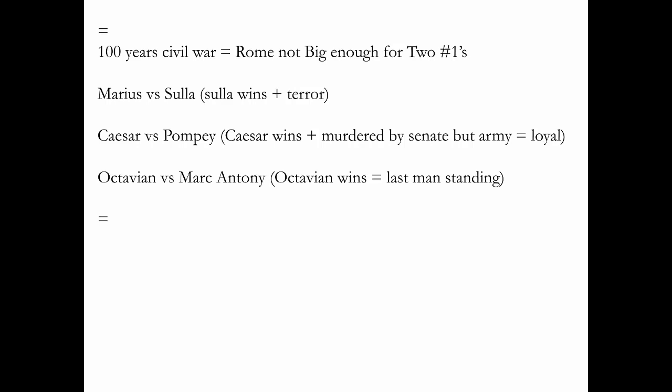So Caesar versus Pompey. Caesar is murdered by the Senate, but the army stays loyal. But the army splits its loyalty between Octavian, who is the nephew, the blood heir of Caesar, but he's young. He's 18. He's a kid. He's never generaled before in his life. And Mark Antony, Caesar's most important lieutenant, his right-hand man, his colonel.